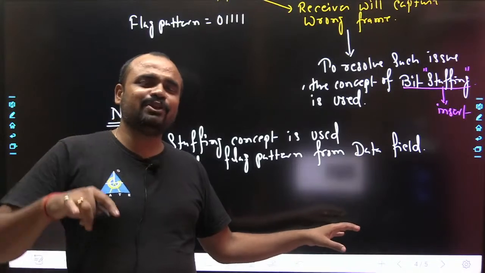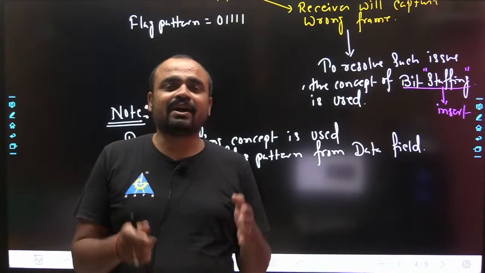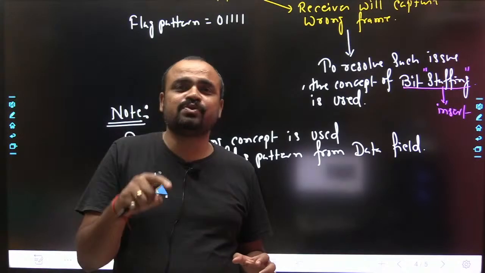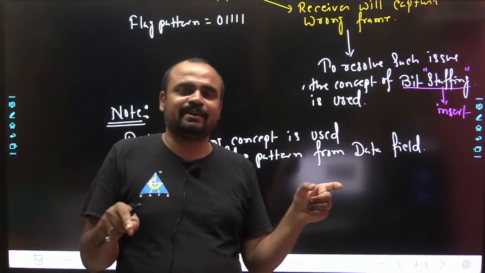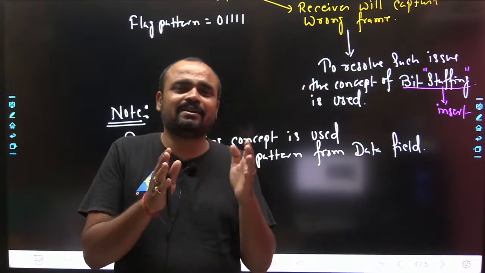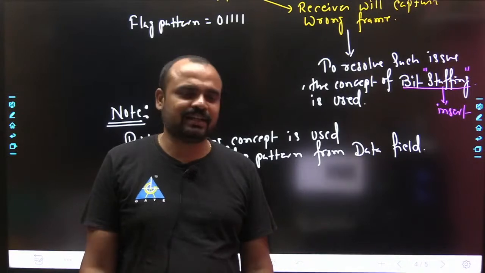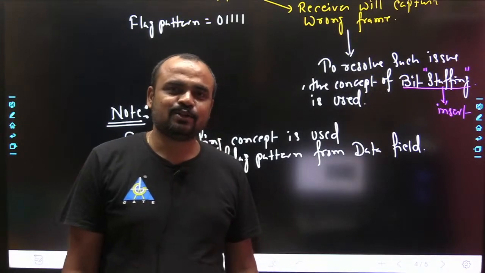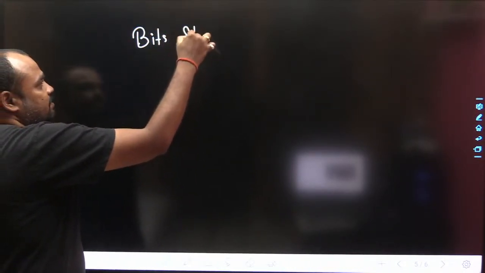So if we are able to remove the flag pattern from the data field, then the receiver will always receive the correct frame. Because in that situation the flag pattern will appear only at the beginning and ending, not in between the data. So if the flag pattern is not appearing in between the data, then the receiver will always receive the correct frame. Is that clear, everyone? Is that clear? So let's see how to implement the concept of bit stuffing. Just give the heading: bit stuffing.